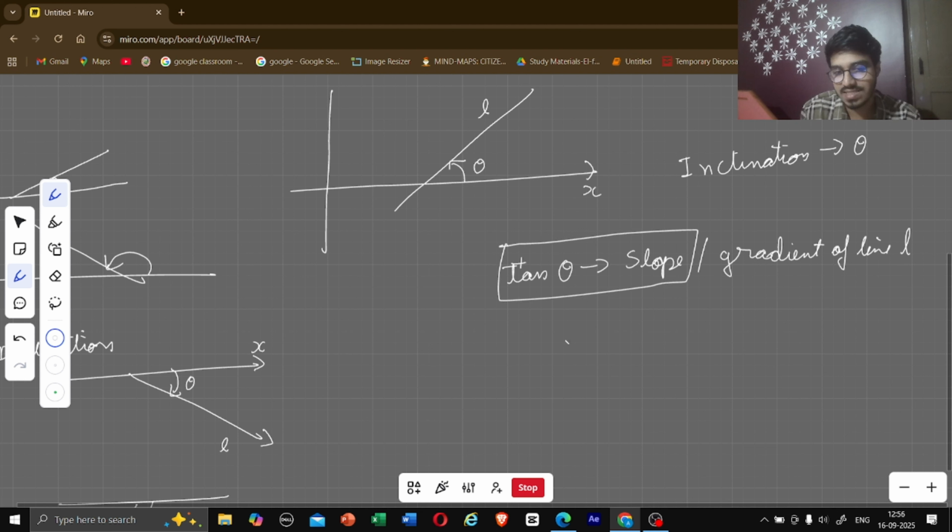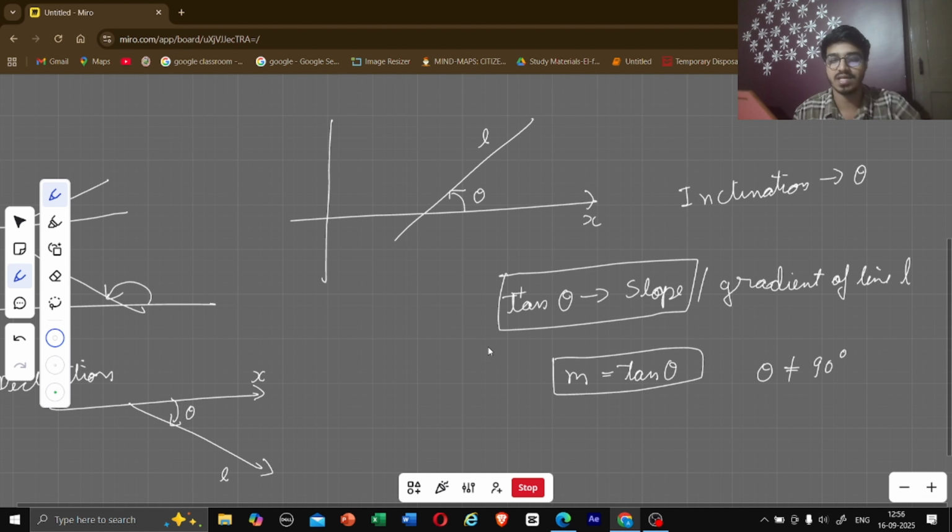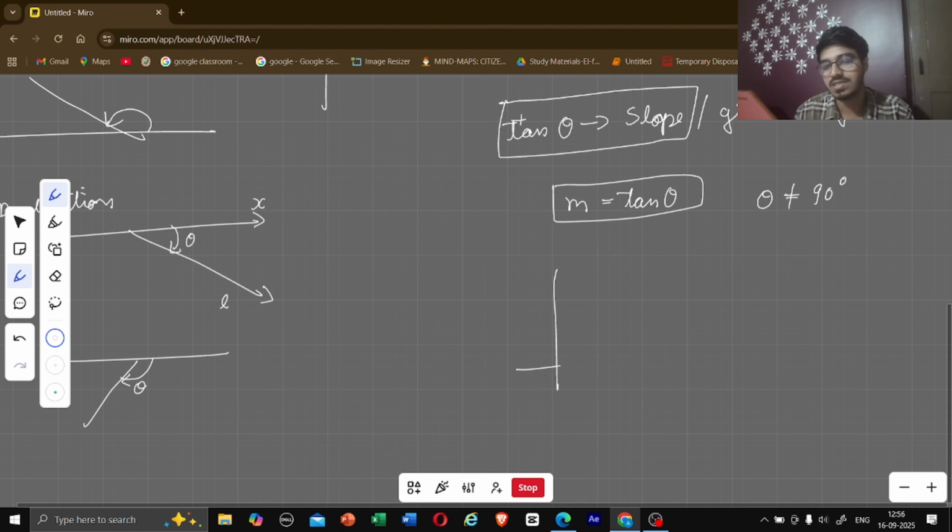What happens if this theta becomes 90 degrees? This will be a right angle, right? See, this is L and theta, and if it goes like this and becomes 90 degrees, then tan 90 is not defined. So m is equal to tan theta, and theta should not be 90 degrees.